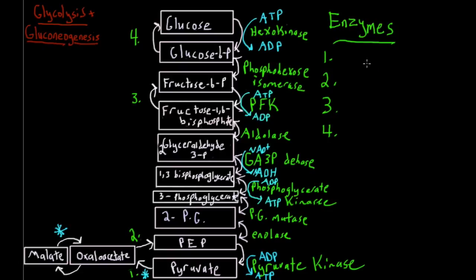So there are two enzymes involved in the conversion of pyruvate to oxaloacetate to phosphoenol pyruvate. The first enzyme is pyruvate carboxylase. And the second is phosphoenol pyruvate carboxykinase. So I'm just going to abbreviate that one, PEP again, for phosphoenol pyruvate carboxykinase.